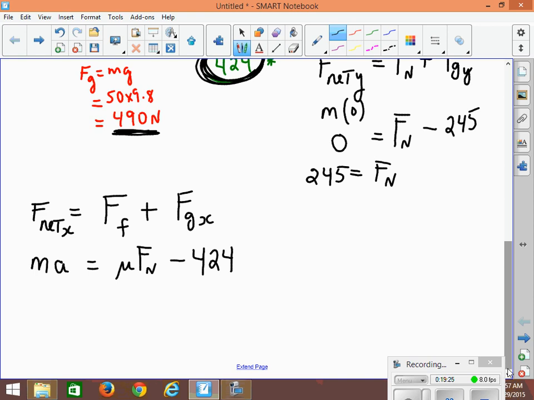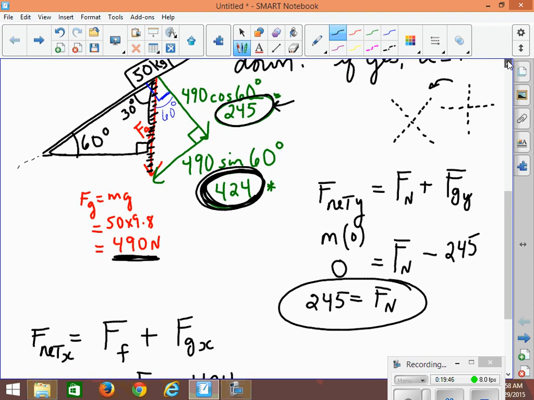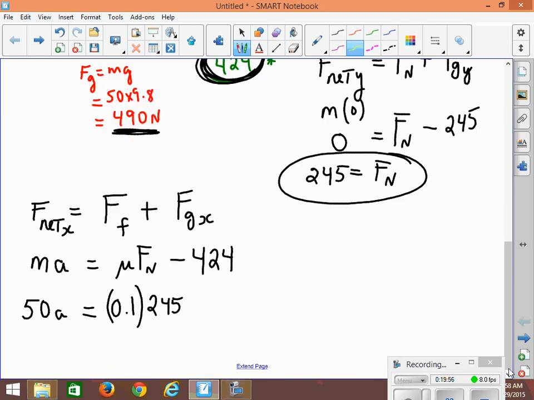The mass is 50 kilograms, so I can fill that in. The mu is 0.1, I can fill that in. And I know the normal force now because I figured it out in my Fnet y equation, so I can put the 245 in there. Now, I have to make a decision about this frictional force. We said it was going to be going up the hill. So, since it's going up the hill, its direction will be positive. But if it were going the other way, which it could, this is just an example, you would have to use a negative number. So we'll leave the friction as positive, and then we'll put minus 424.